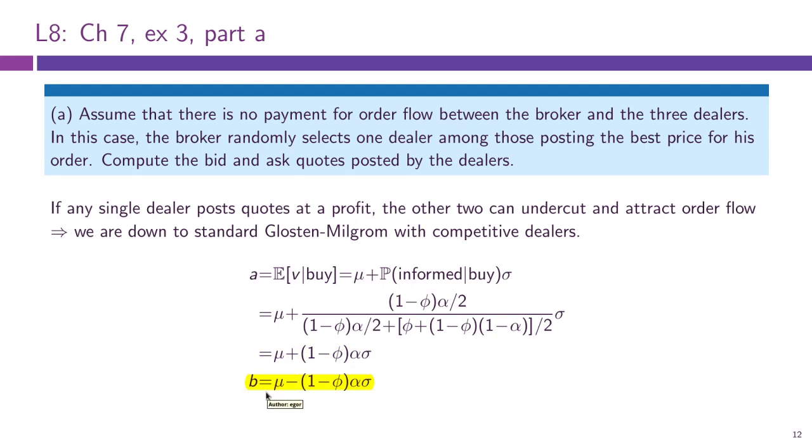The bid will be equal to the mid quote minus the same half spread. So that's how we find the bid and ask quotes, and let's move on.